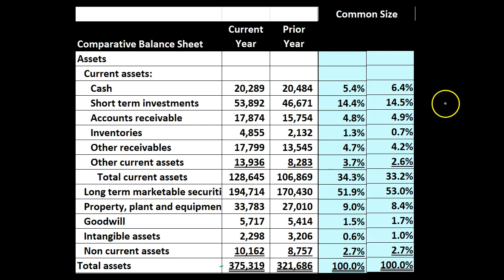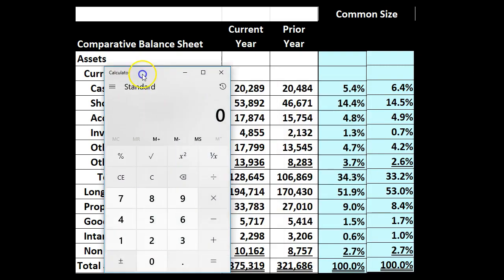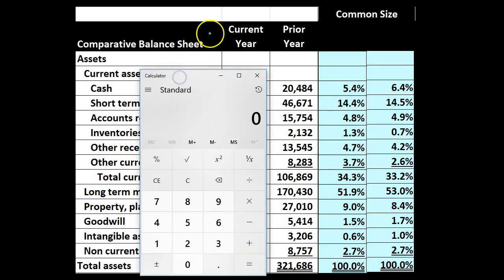So we could do the same thing for the prior year. Remember, we're comparing the one year to itself, not doing anything with the two years. This is the vertical, not the horizontal. And so in this case, of course, if we take some assets this time, we go down here to the other assets, 174.3, divided by the 321,686, and that's going to give us about 53%. And then we could do that for one more, the 27,010 divided by the 321,686, and that's going to give us our 8.4.